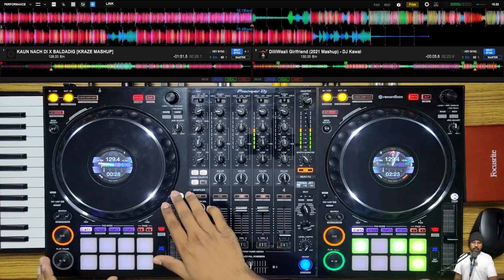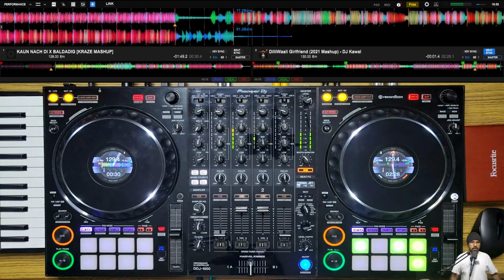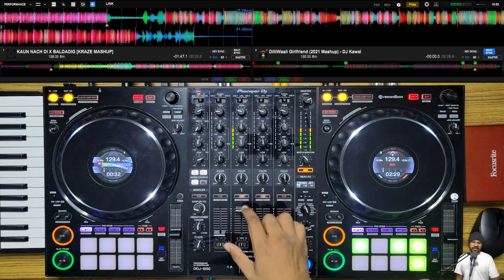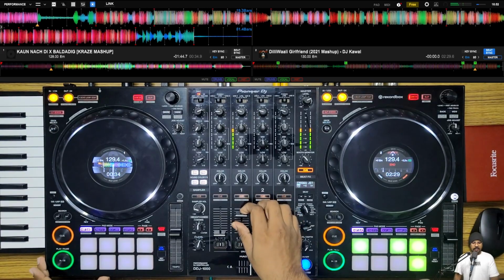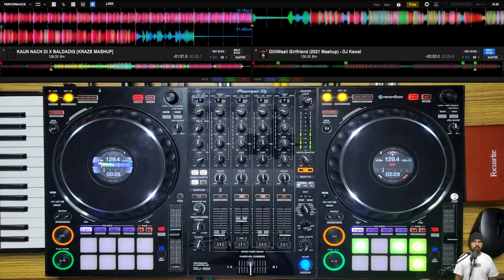Now you can use sync, or if you're good at it, you don't really need sync. That's pretty much it. I hope this helps. This is just a very creative way of DJing. You don't have to always start and beat match and do all of that. You can just get creative, just understand how the phrases work, and then you can just do it.